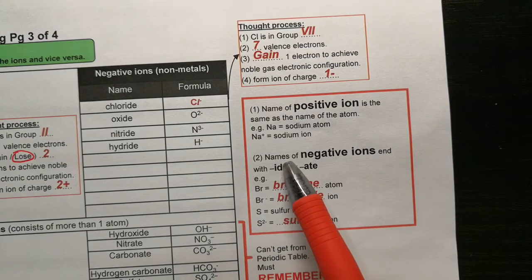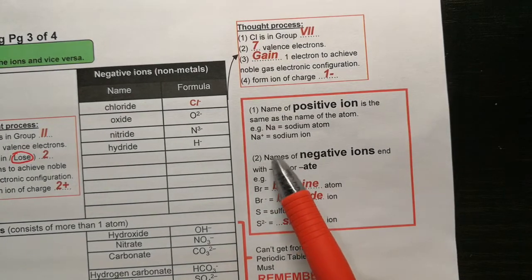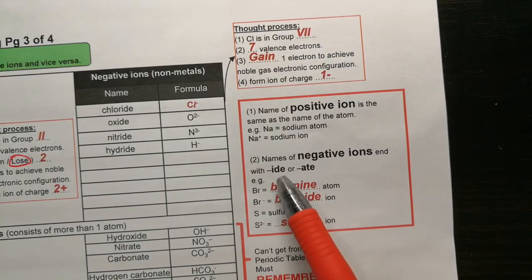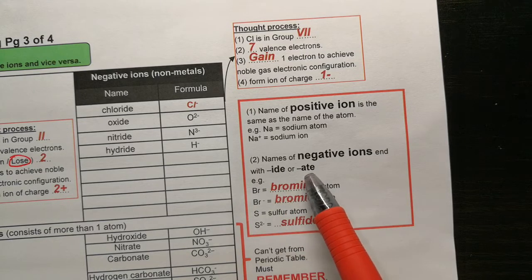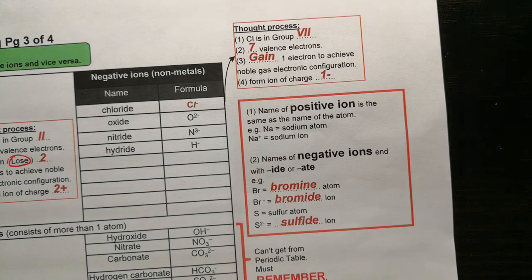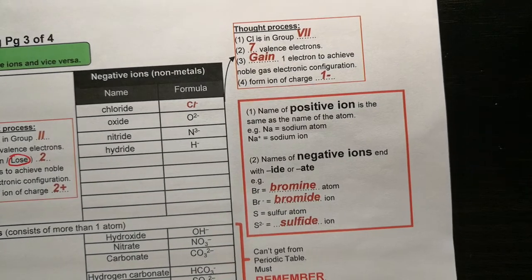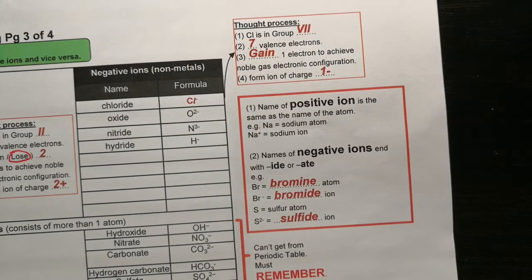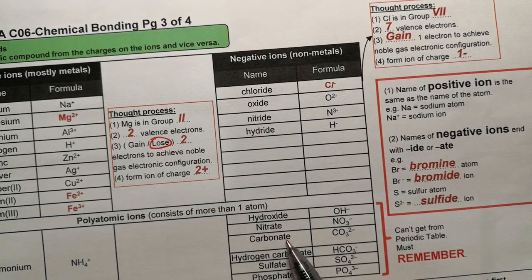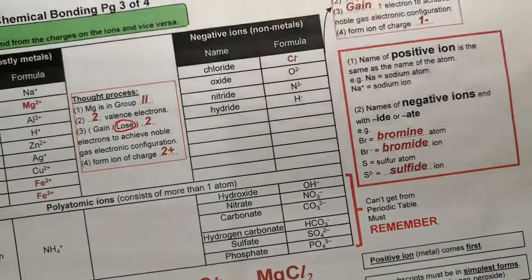So when you see the suffix, the last three letters, IDE or ATE, that means it's hinting to you that it is a negative ion. See, all these have IDE or ATE. So that means that they are negative ions.